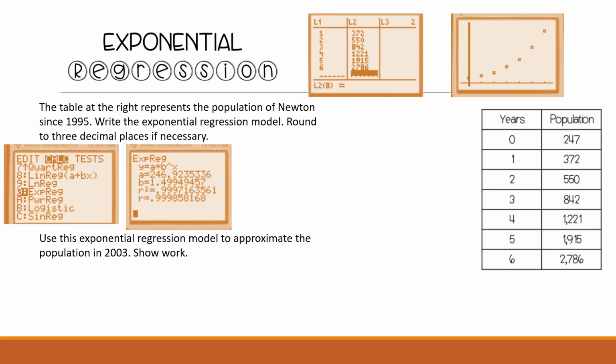So the general form is y equals a times b to the x, and it gives us the values of a and b. The exponential regression model that best fits this data is y hat equals 246.924 times 1.499 to the x power.